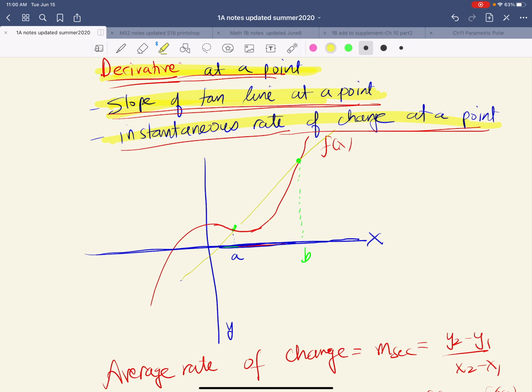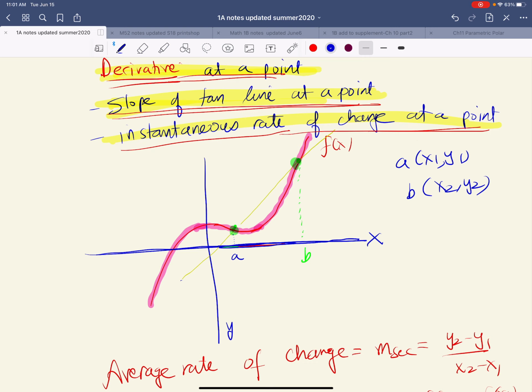So if we have a function f of x, given with 2 points A and B on it. Point A and point B are given on it. The coordinates of point A are x1, y1. The coordinates of point B are x2, y2.